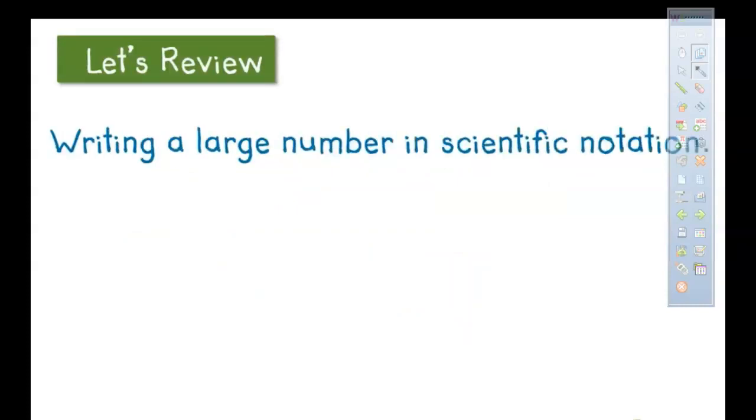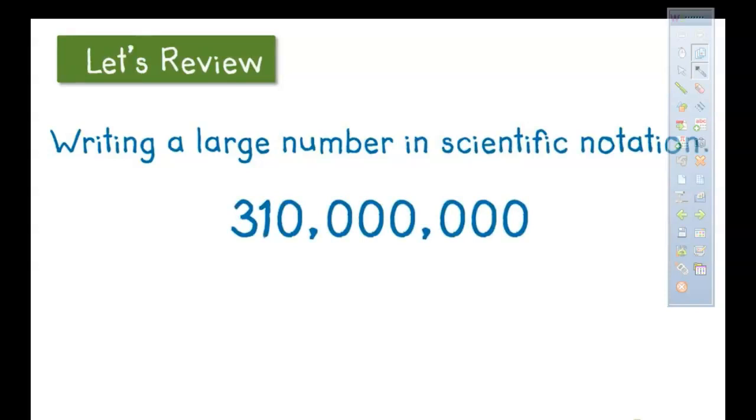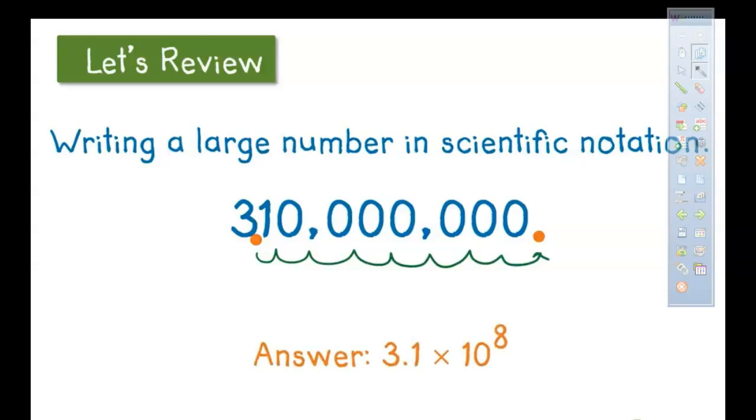Let's review how to write a large number in scientific notation. Here's where the decimal point actually is. Here's where we want it to get a number between 1 and 10. You count from where we want it to where it actually is. That's 8 spaces to the right. So our answer is 3.1 times 10 to the 8th.